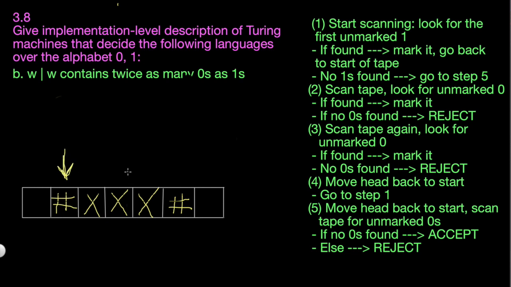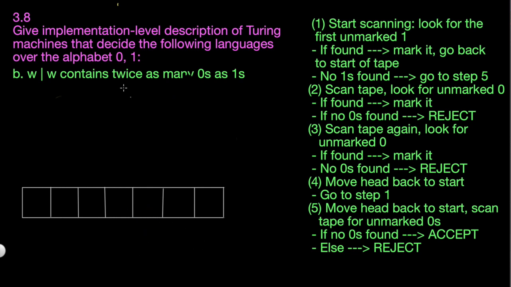All right, so we start scanning, and we look for the first unmarked one. Well, as you can see, we have no unmarked ones. Everything's been marked, so it tells us to go down to step five. So for step five, once again, we're moving the head back to start, and we're going to scan the tape for unmarked zeros. And as we can see, everything has been marked. No zeros are found. Therefore, the string has been accepted, which we know is true.